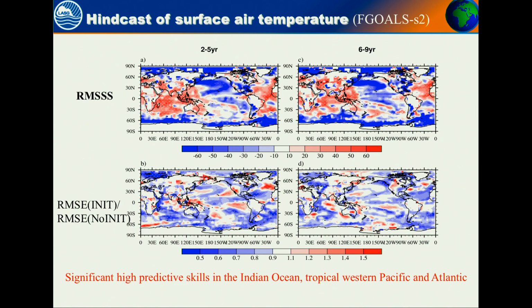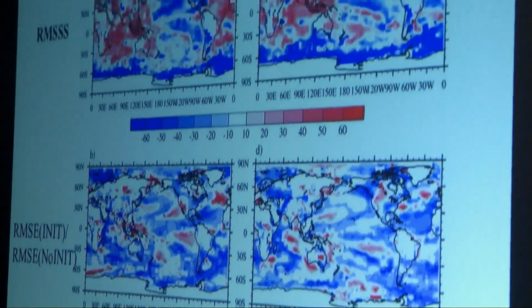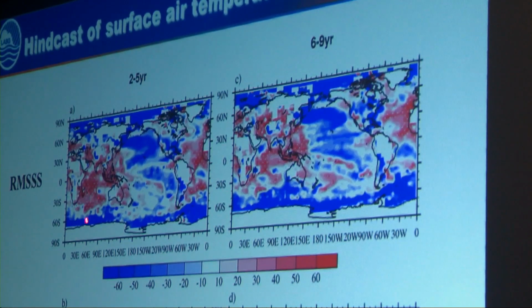First, how about the skill in the surface air temperature? Here I show the skill for the forecast time of 2 to 5 years and 6 to 9 years. And here is the ratio of the root mean square errors. You can find in both 2 to 5 years and 6 to 9 years, we have skillful predictions in the tropical Indian Ocean, Western Pacific, and the North Atlantic. These patterns are evident in both the 2 to 5 years forecast and also the 6 to 9 years forecast.